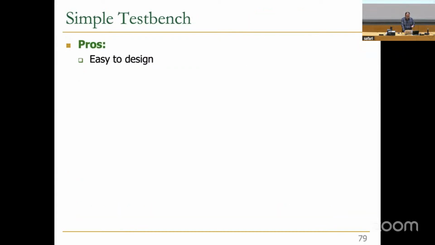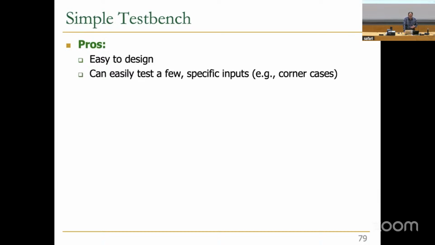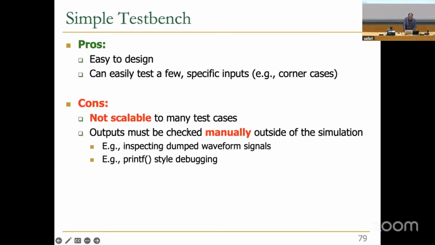So the pros are that it's easy to design and can easily test a few specific inputs like corner cases. But the cons are that it's not scalable to many test cases, and outputs must be checked manually outside the simulation, which is not easy. It's very similar to printf style debugging. When you want to debug, for example, your Java or C++ code, one way is to add a lot of printf statements, which is not the best way of debugging for sure.